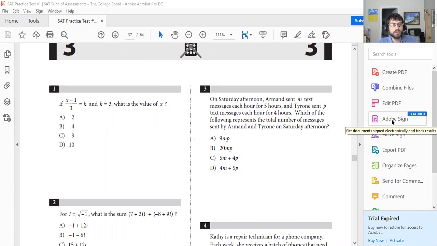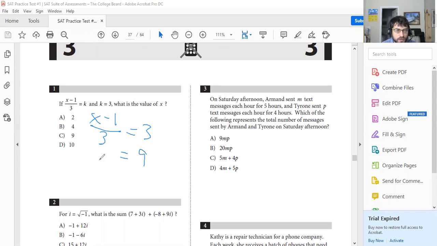So first one, x minus 1 over 3 equals k. We have k equals 3. What is the value of x? So we have x minus 1 over 3 equals 3. 3 times 3 equals 9. x minus 1 equals 9. Add 1, you get x equals 10.